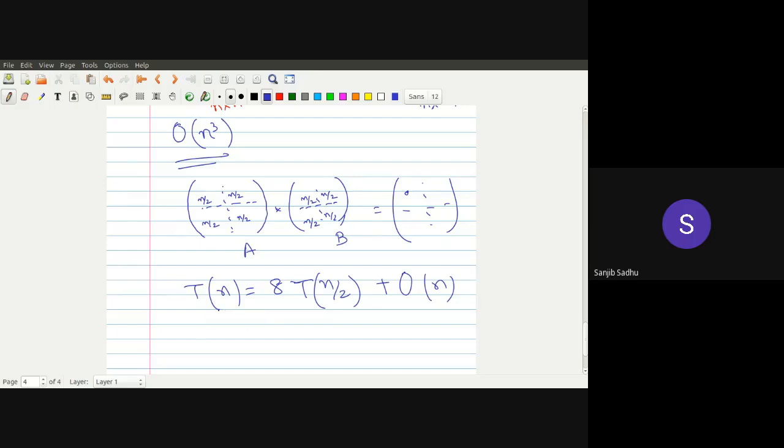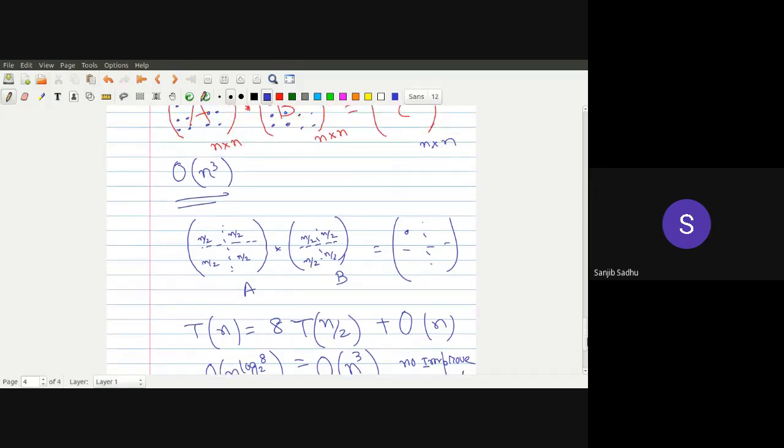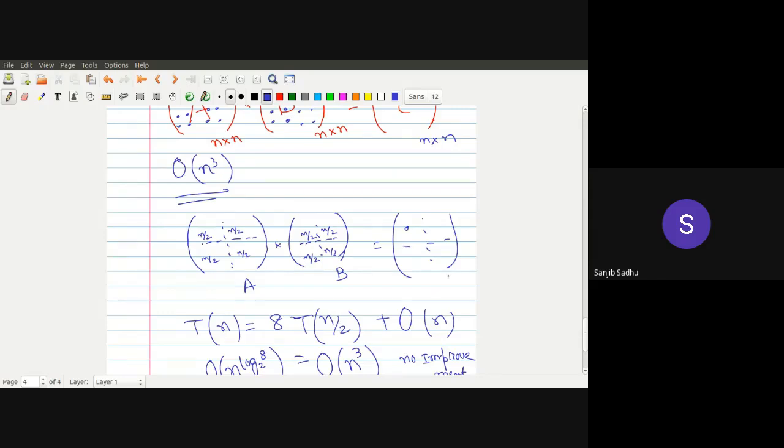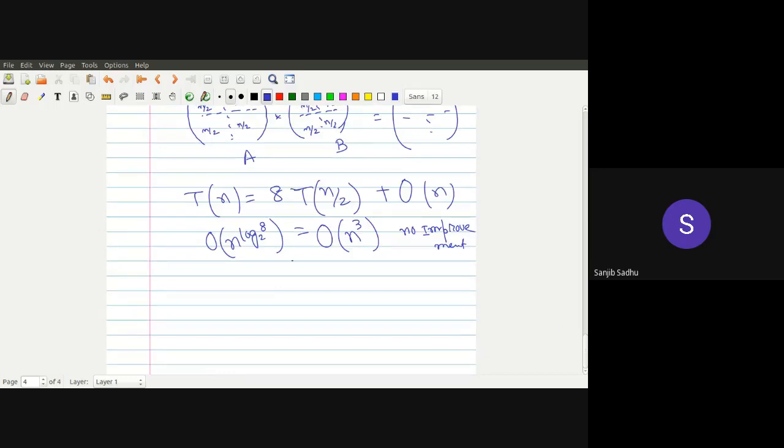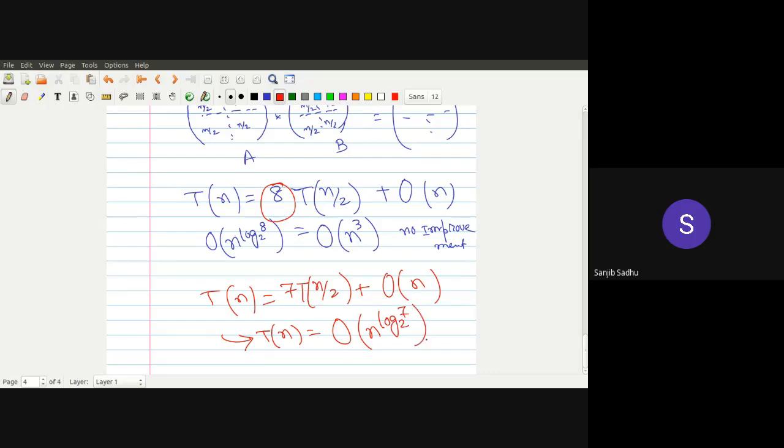So in this case, what will happen? Ordinarily, this will be big O of n to the power log 2 8. So what is this big O of? Tell me. Sir, n cube. No improvement. So to improve this, just like the previous techniques, some multiplications are replaced by additions and subtractions, and we do not recompute things again, so that the number of multiplications is reduced from 8 to 7. So T(n) will be big O of n to the power log 2 7. Clear? And log 2 7 is less than 3, so it is better than n cube. That is called Strassen matrix multiplication.